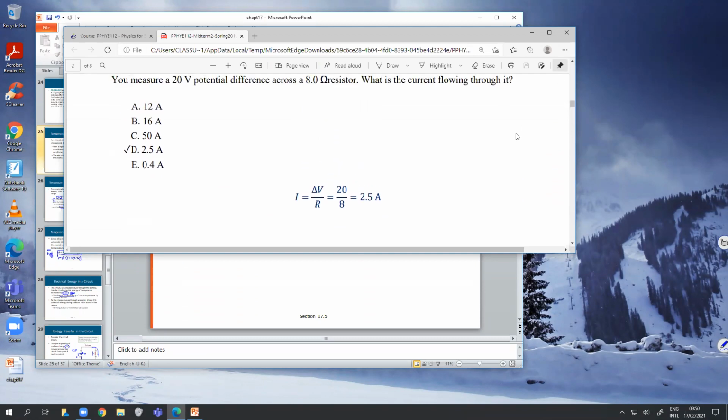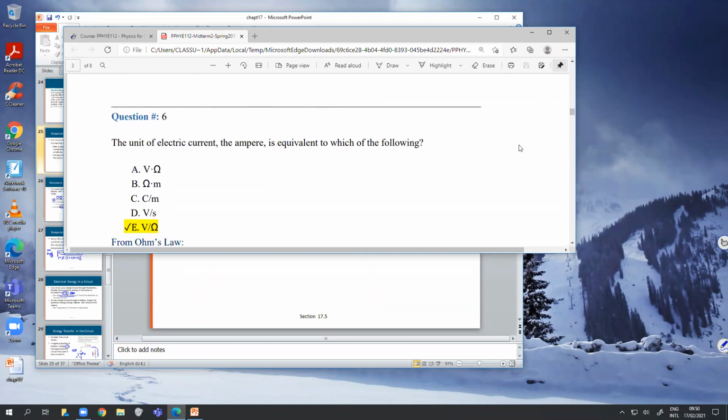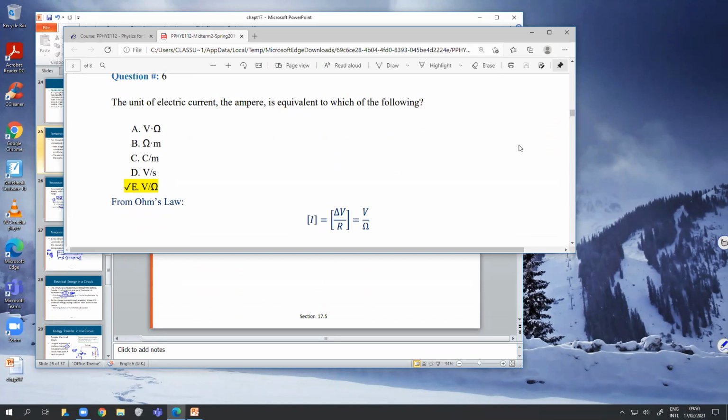Okay, we use this one, Ohm's law. Number 6: the unit of electric current, the ampere, is equivalent to which of the following? If you apply Ohm's law, I think this is the only one. It's volts per ohm, so this one is not. This is for resistivity; it has nothing to do with the coulomb. This is the one. It's actually volts per ohm, which is originally what its SI unit is.